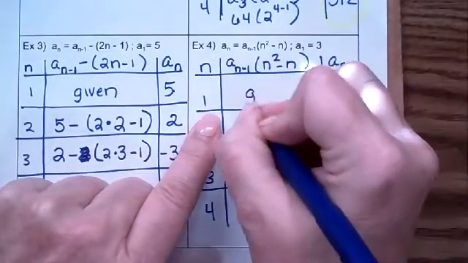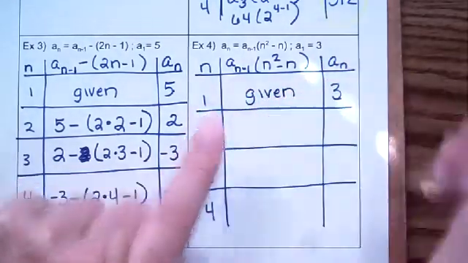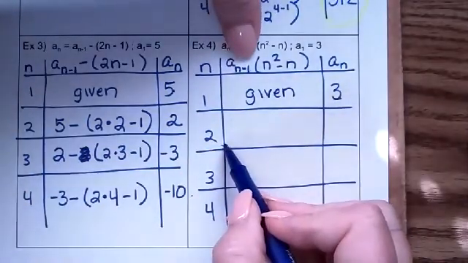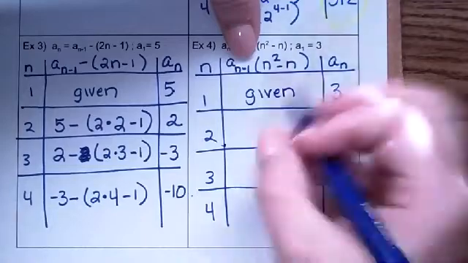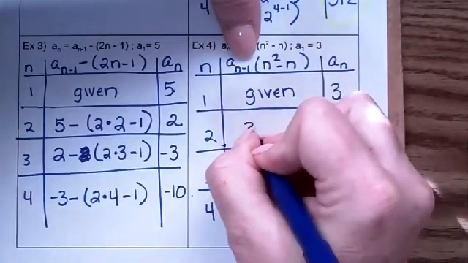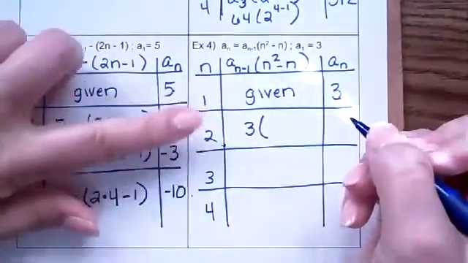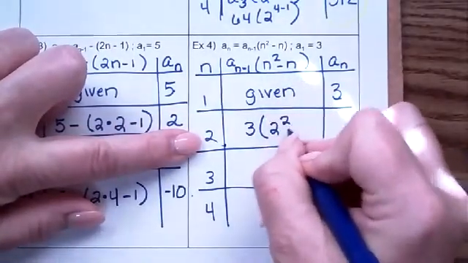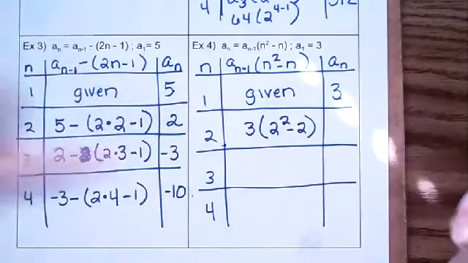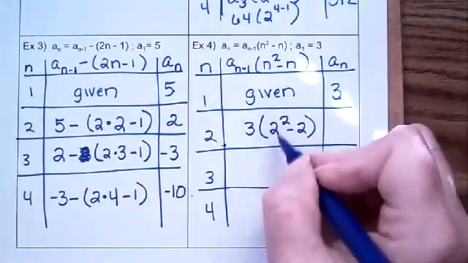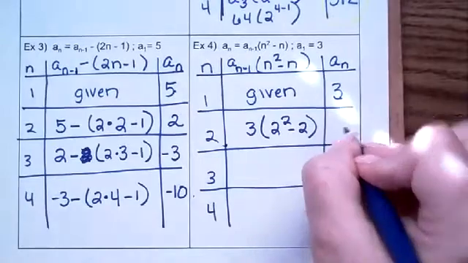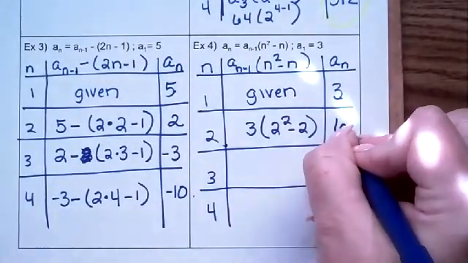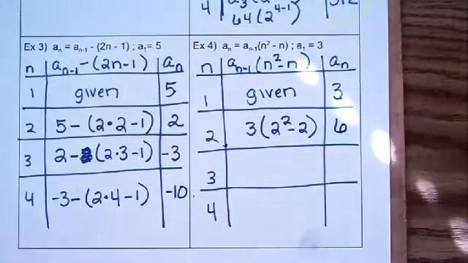So we're given that. Now, how am I going to find the second term? Look right here at my rule. A sub n minus 1, that's the one before it. So that's going to be my 3 times, now what's n? N is 2, so that's going to be 2 squared minus 2. Okay, so 3 times 2 squared minus 2, just little order of operations in my head or my calculator, and I'm going to come up with an answer of 6.